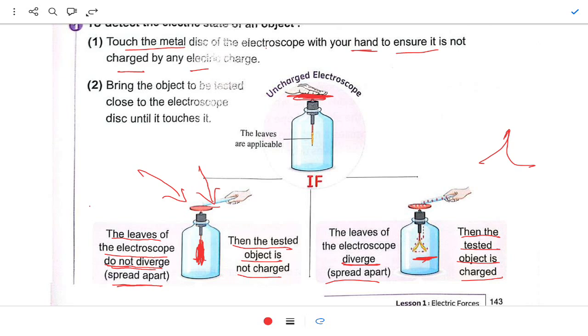So this electroscope is useful to be sure whether an object is charged or not. If it is charged, you bring it close to the disc, and the electroscope leaves will diverge, will spread apart. If they do not spread apart, the object is not charged. If they spread, it is charged.